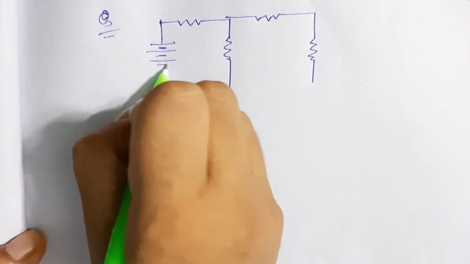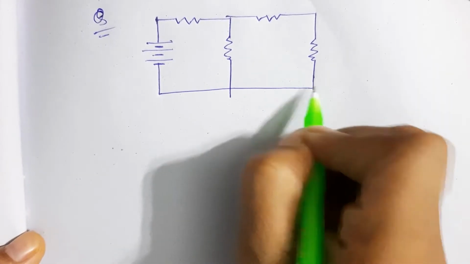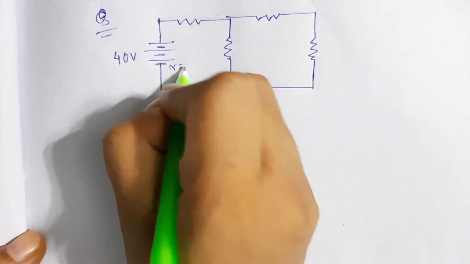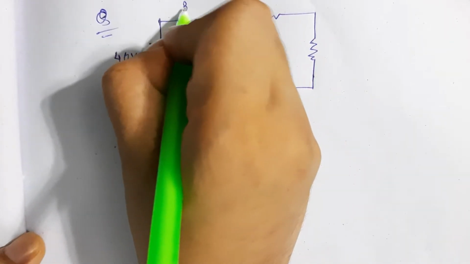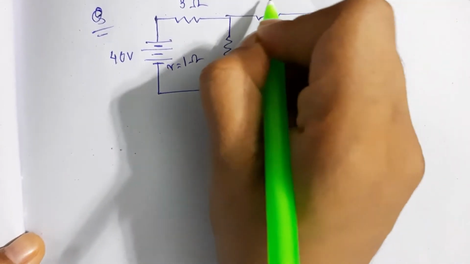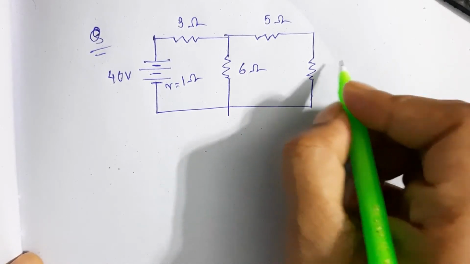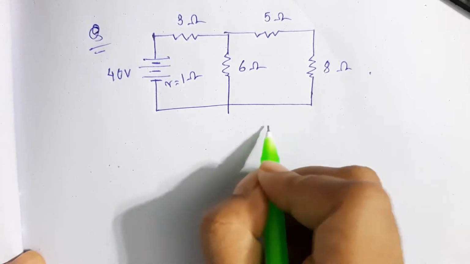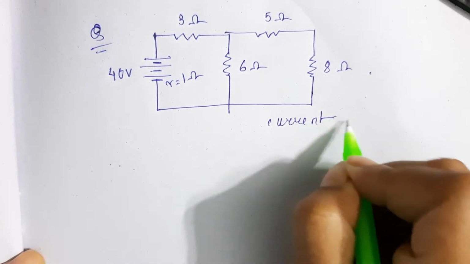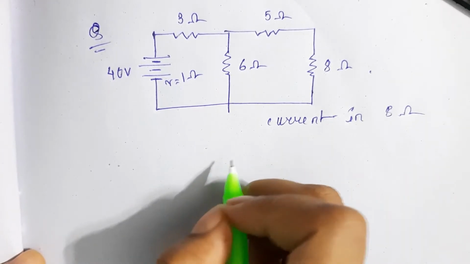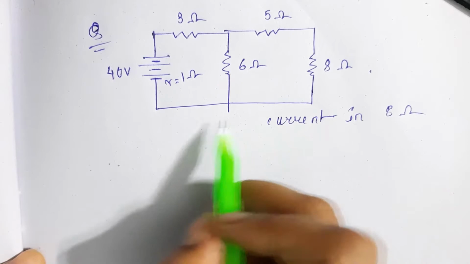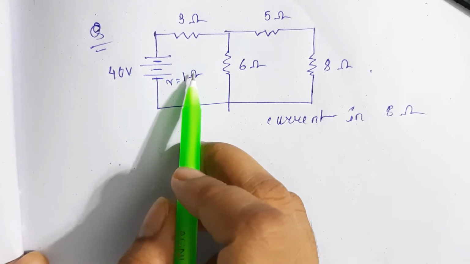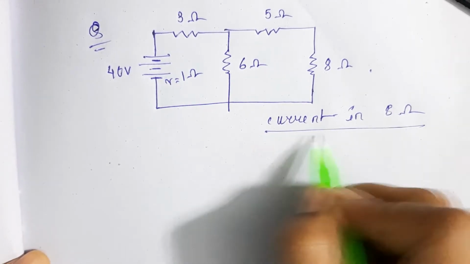This is the voltage source. This is 40 volt, with an internal resistance of 1 ohm. This is 3 ohm, 6 ohm, 5 ohm, 8 ohm. What you have to do is find the current in the 8 ohm load, and the battery has an internal resistance of 1 ohm. So you have to find out the current in 8 ohm.